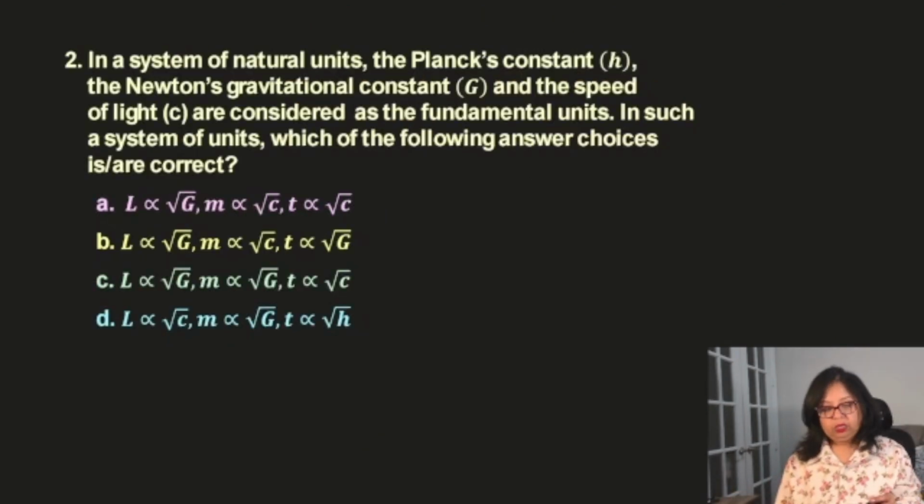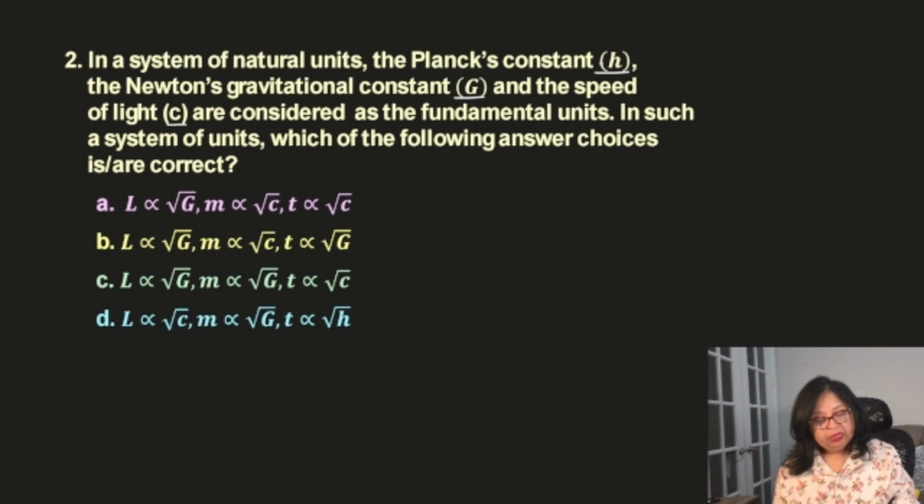Problem number 2. In problem number 2, we are given a system of natural units, where Planck's constant h, Newton's gravitational constant uppercase G, and the speed of light c are considered the fundamental units. In such a system of units, which of the following answer choices is or are correct?